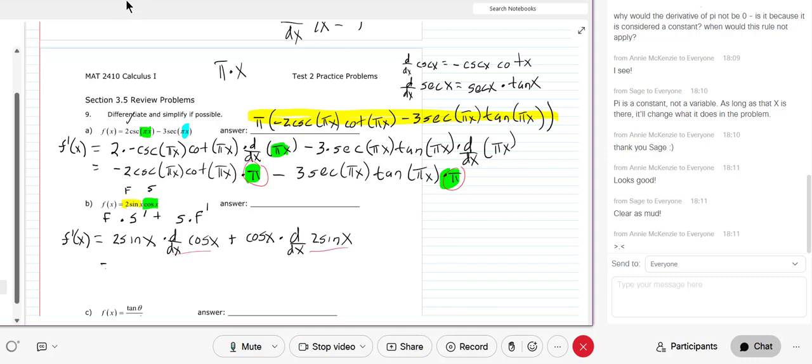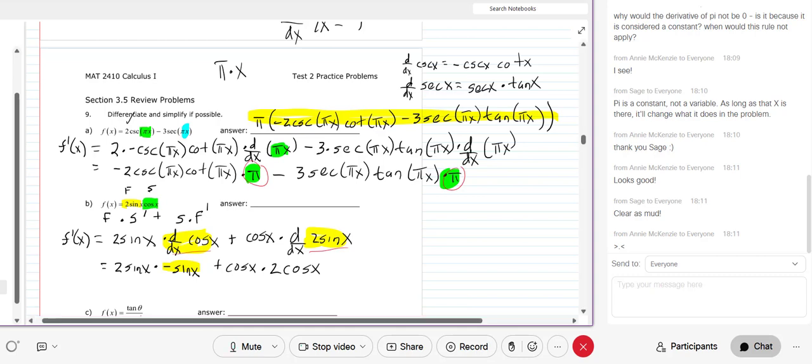If we do that, we're going to have 2 sine x. You have to know that the derivative of cosine is negative sine x. So when I do that derivative, that results in that. Bringing everything down, I have plus cosine x. And then if I do the derivative of 2 sine x, again, 2 is a constant, so it comes down, and the derivative of sine x is cosine x. So that's an unsimplified derivative using the product rule.